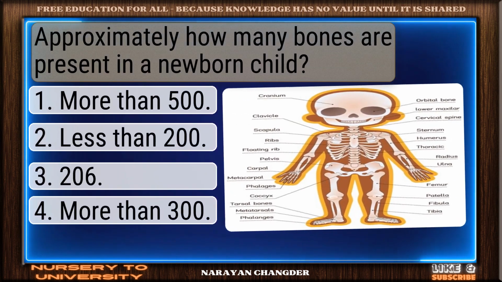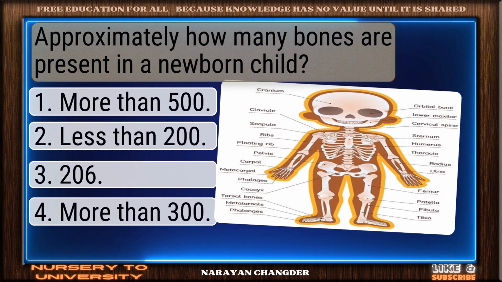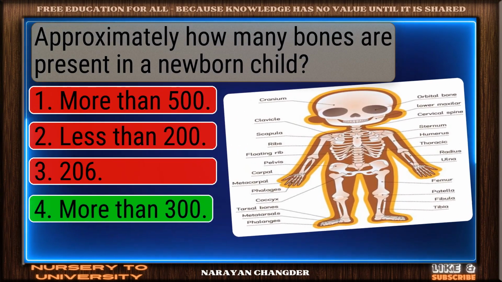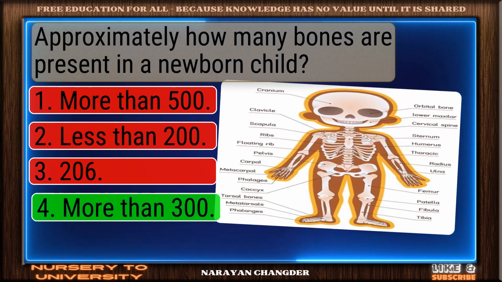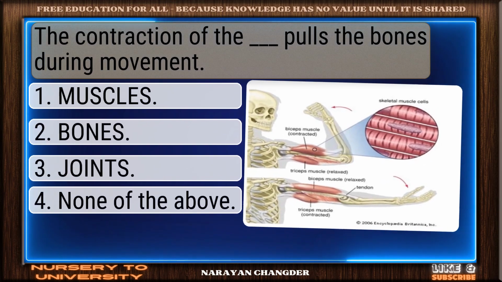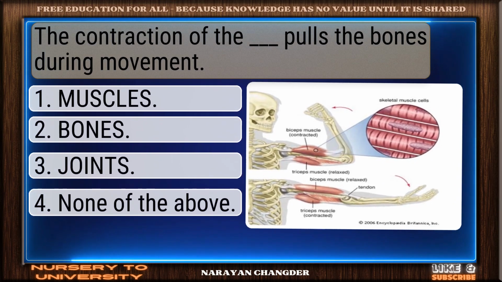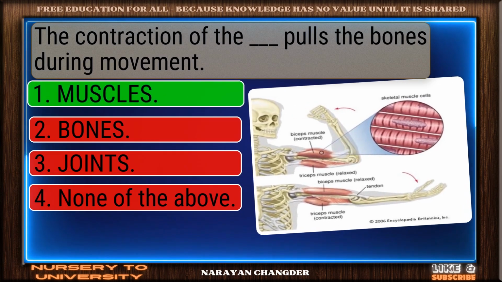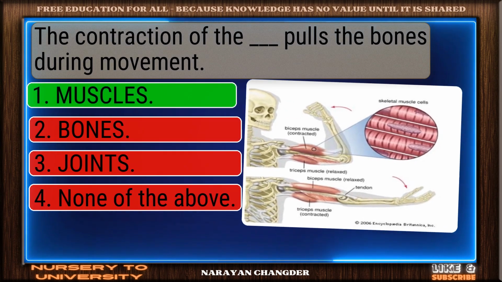Approximately how many bones are present in a newborn child? Right choice. More than 300 is the best answer. The contraction of the dash pulls the bones during movement. Well picked. Muscles is the correct answer.